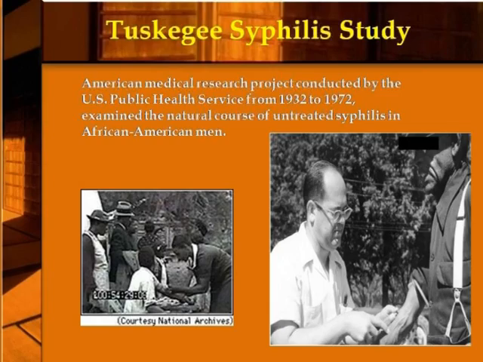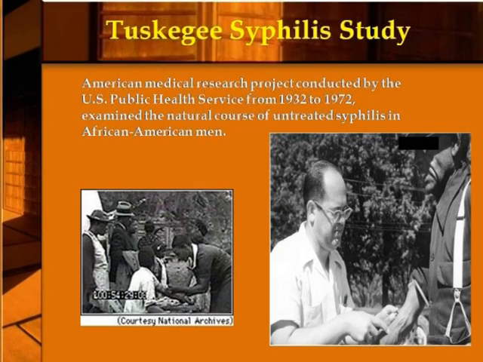Probably the most well known and horrific example of unethical research is the Tuskegee syphilis study, and I am sure all of you are familiar with it. For those who may not be familiar, this was done by the US Public Health Service from 1932 to 1972, which is 40 years, where they examined the natural course of syphilis in 400 African American men.